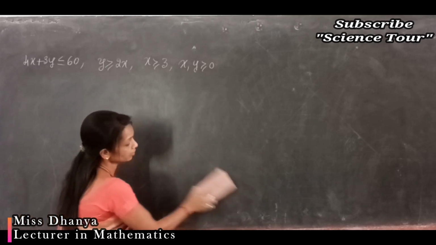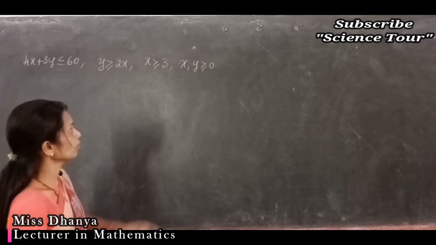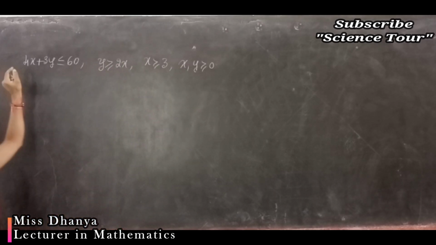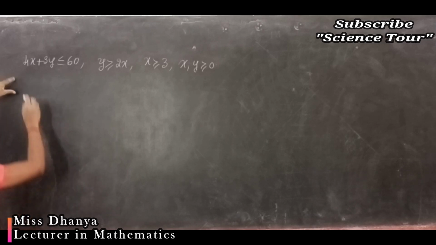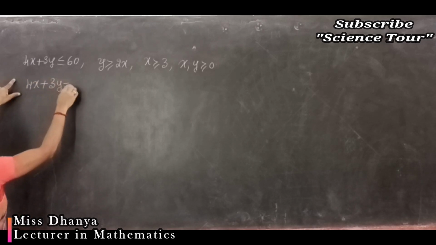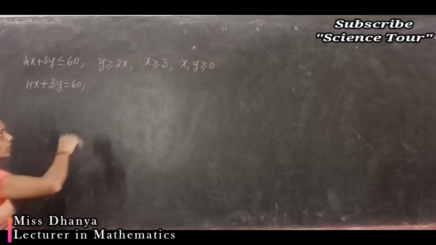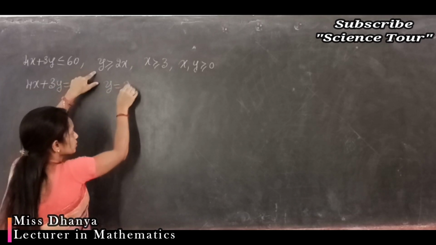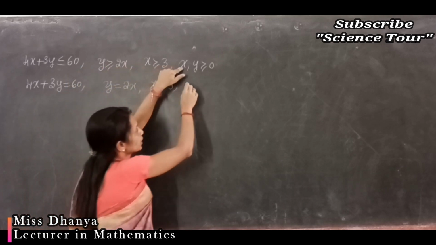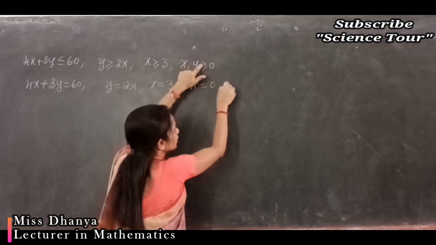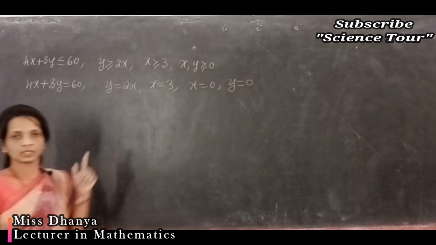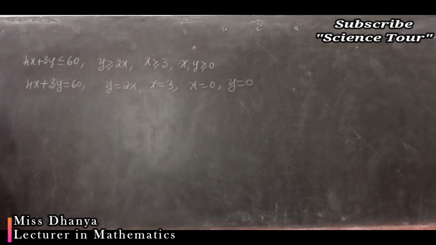So in total, how many inequalities do you have here? 2, 3, 4, 5. Okay. So you have to get 5 lines, equations. Now the first one is 4x plus 3y is equal to 60, the next one is y is equal to 2x, the third one is x equal to 3, the fourth one is x equal to 0, and the last one is y is equal to 0. For all these you have to draw the graph of the line.